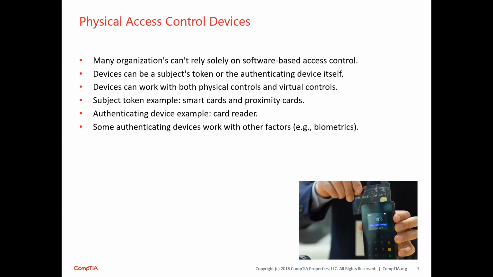We have examples of card readers used by many organizations, many individuals, to allow access to, for example, VPN. And some authenticating devices work with other factors such as biometrics. Think about having your phone with biometric authentication, which also allows you to authenticate to other types of devices such as VPN access.